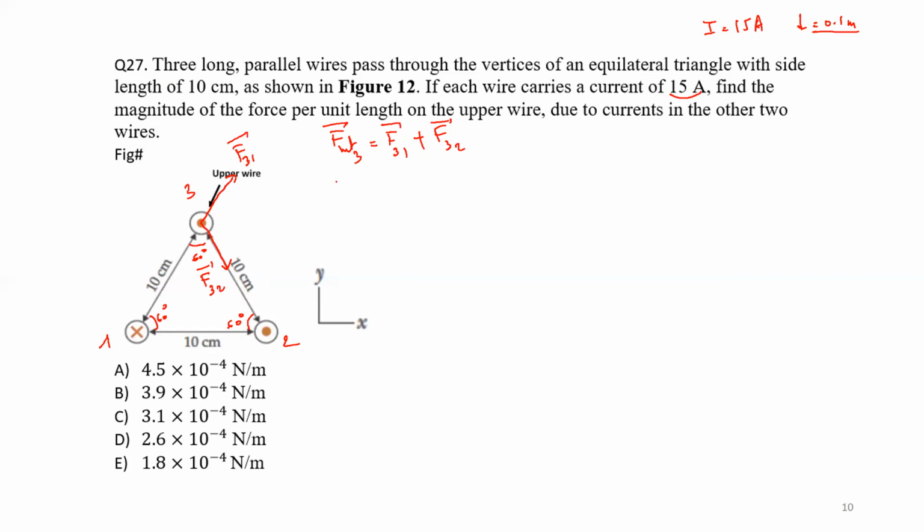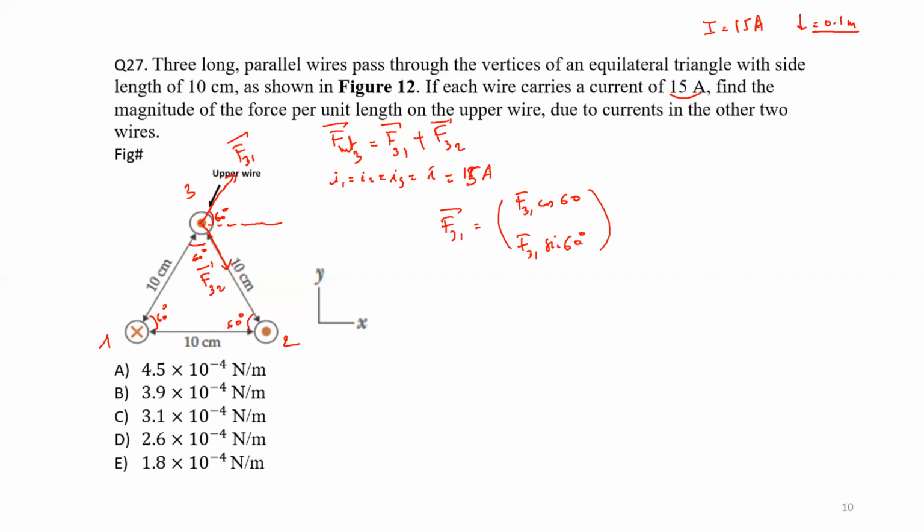So here the currents I1 is equal to I2 is equal to I3 is equal to I is equal to 15 amp. So let me just calculate this. Of course, F31 has two components. What are the components? You see here? Because this angle here comes back here 60 degrees. So it will be F31 cosine 60 degrees, F31 sine 60 degrees.